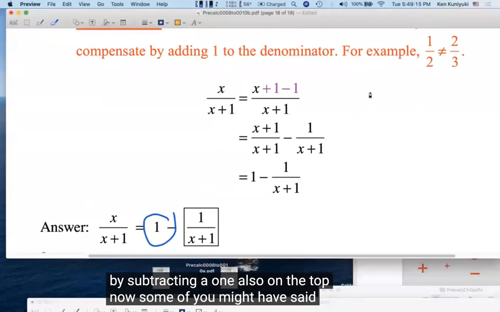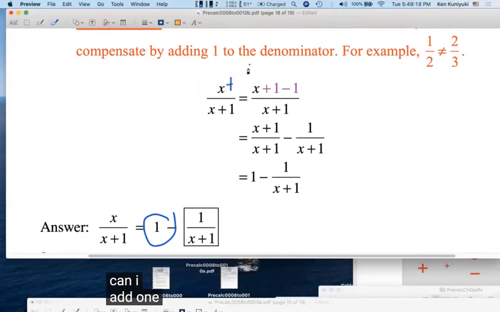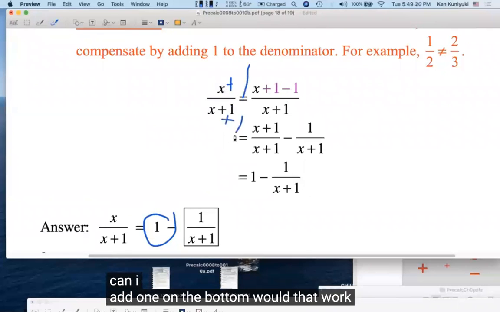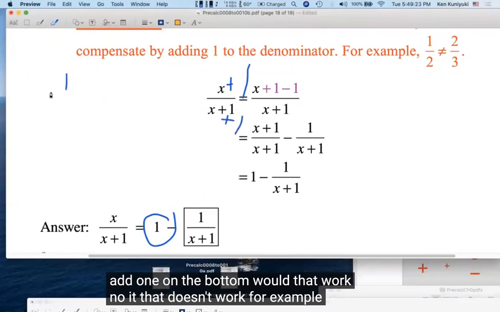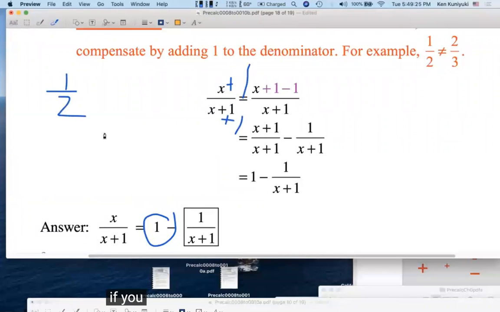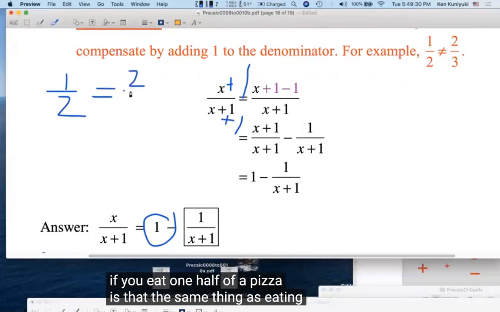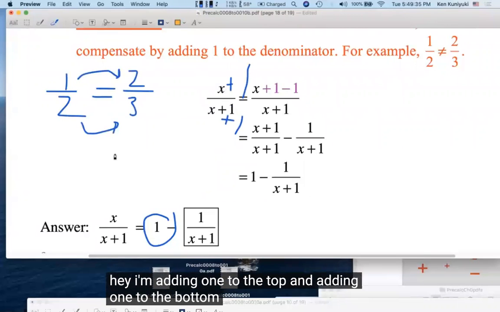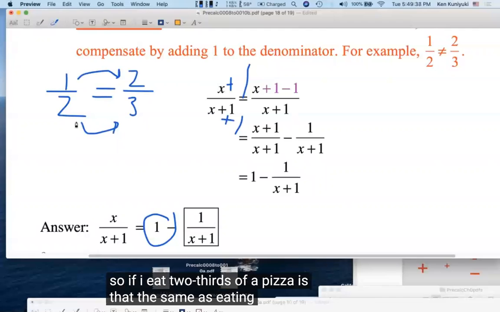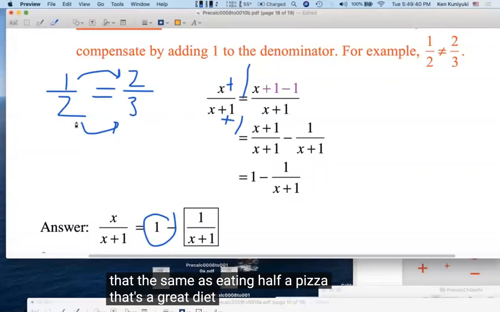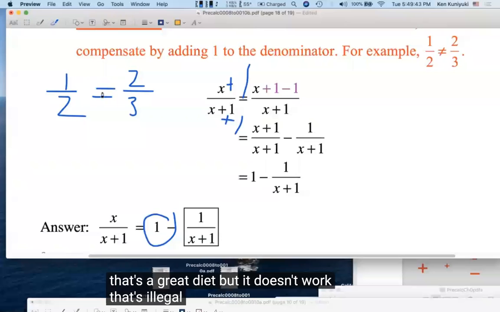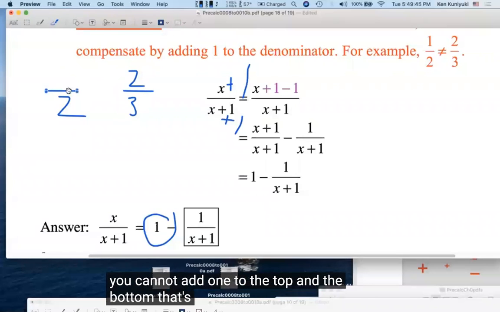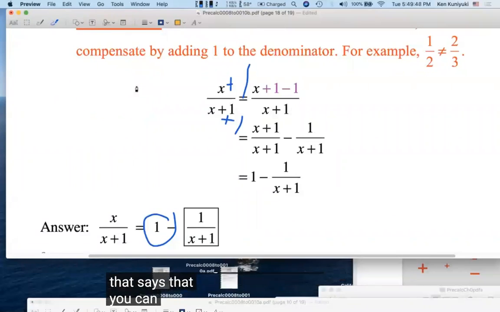Now, some of you might have said, oh, wait, can I add 1 on the bottom? Would that work? No, that doesn't work. For example, if you eat 1/2 of a pizza, is that the same thing as eating 2/3 of a pizza? Hey, I'm adding 1 to the top and adding 1 to the bottom. So if I eat 2/3 of a pizza, is that the same as eating half a pizza? That's a great diet, but it doesn't work. That's illegal. You cannot add 1 to the top and the bottom. There's no rule that says you can do that. So we don't do this.